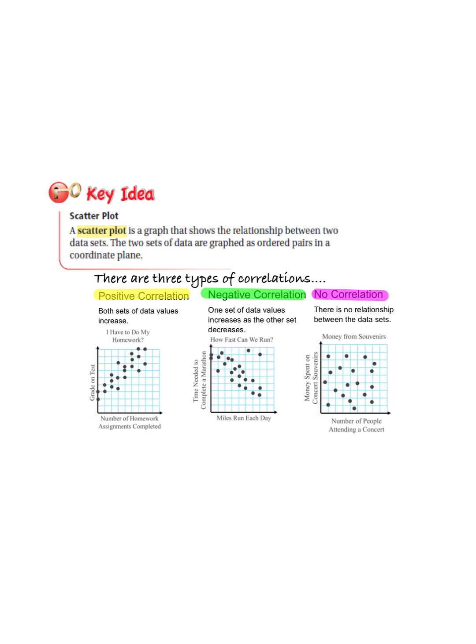So scatter plots, some information about scatter plots. A scatter plot is a graph that shows the relationship between two data sets. The two sets of data are graphed as ordered pairs in coordinate planes. We have 3 types of correlations, okay? So the correlation talks about the relationship between the data sets.